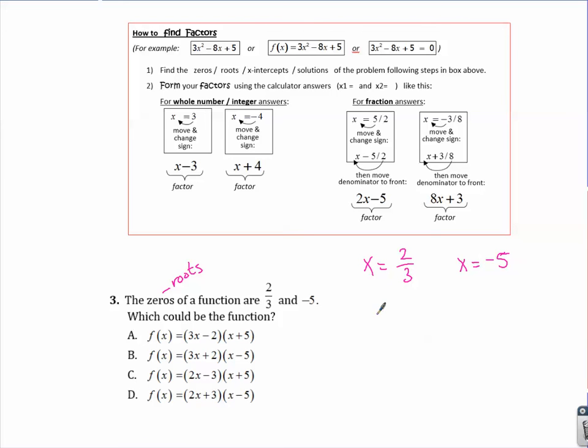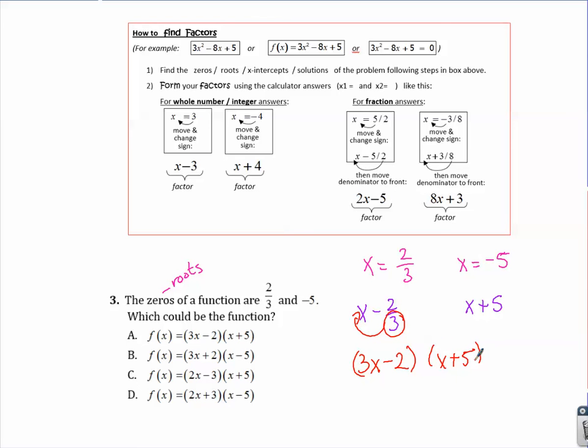I change sides and change the sign. So x minus 2 over 3, x plus 5. Now the first one I have a fraction, so I move my denominator in front of my x, and it is 3x minus 2 is my factor. This one I do not have a fraction, so my factor is just x plus 5.